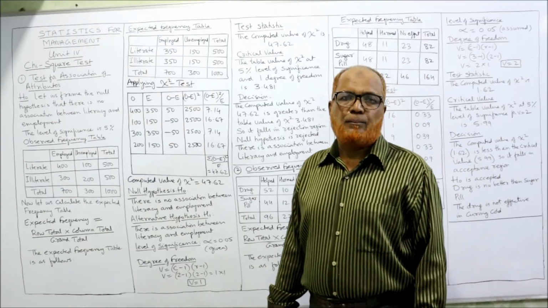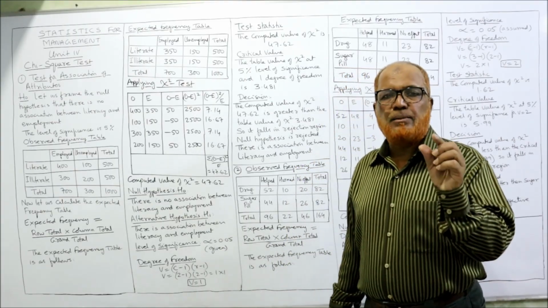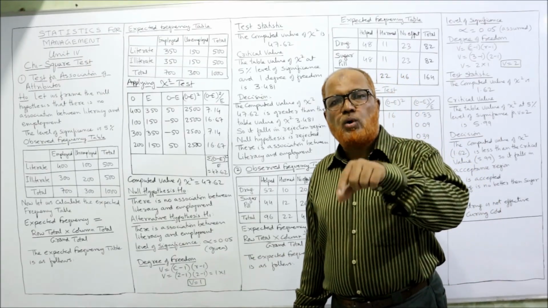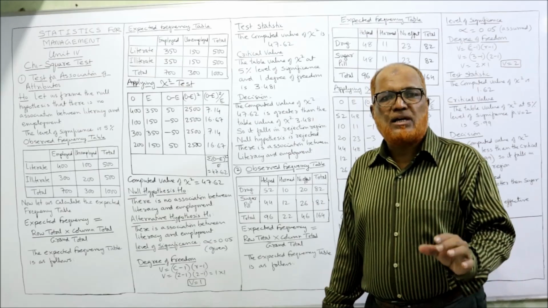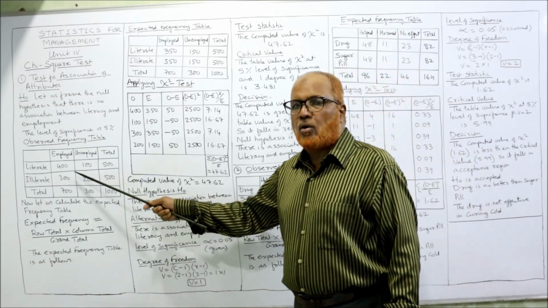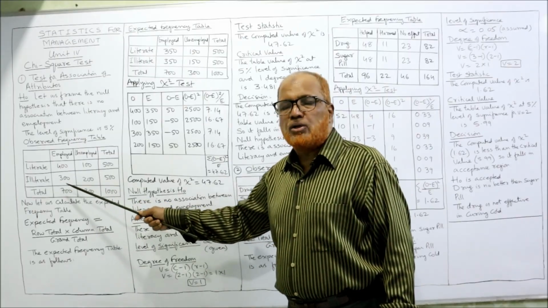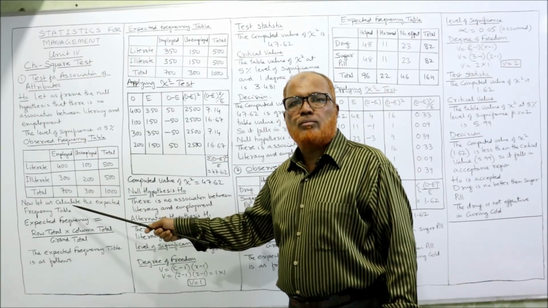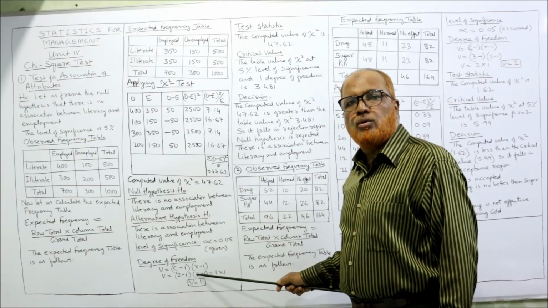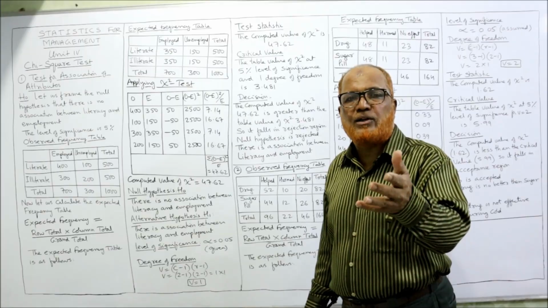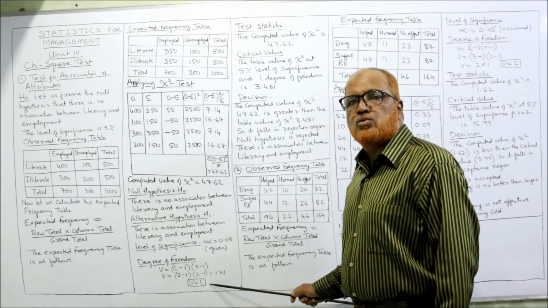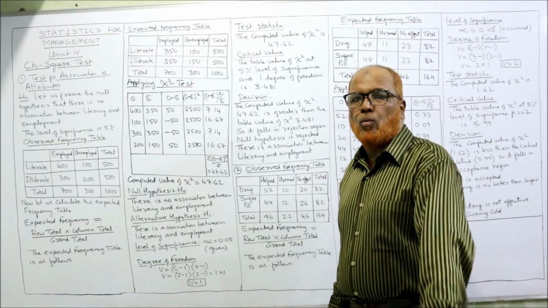Now degree of freedom. The symbol is V. V is equal to C minus 1 into R minus 1. C stands for columns, R stands for rows. So how many rows and how many columns do you have? 2 rows and 2 columns. So in place of C, 2. In place of R, 2. A 2 by 2 contingency table. So 2 minus 1 is 1, 2 minus 1 is 1. 1 into 1 is 1. So degree of freedom is 1.